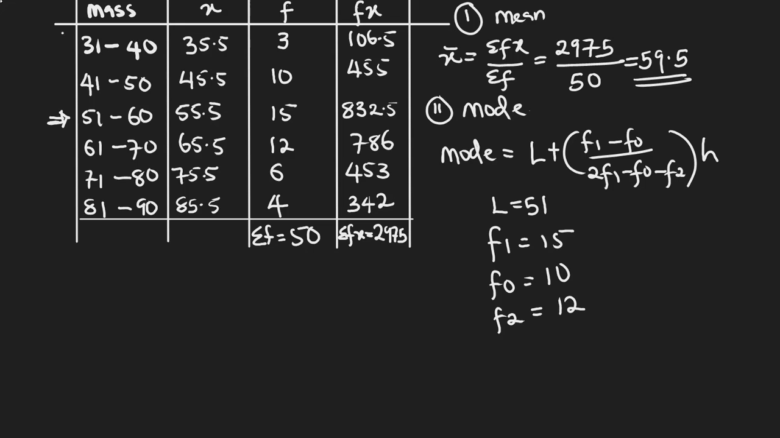Then we have H. And what is H? H is the size of the class interval. And what is the size of the class interval? It is simply 40 minus 31, which is 9, right? Or we said 60 minus 51 is 9. So H is equal to 9.